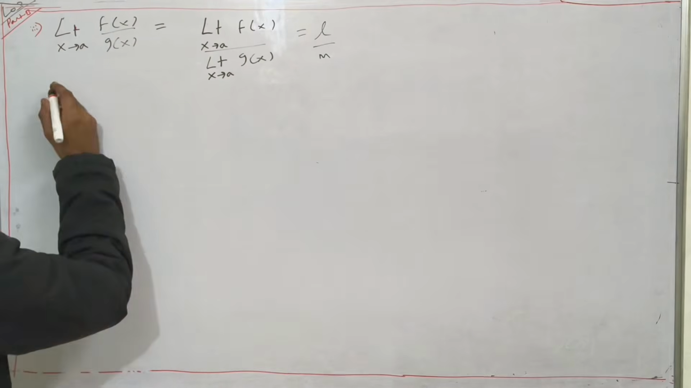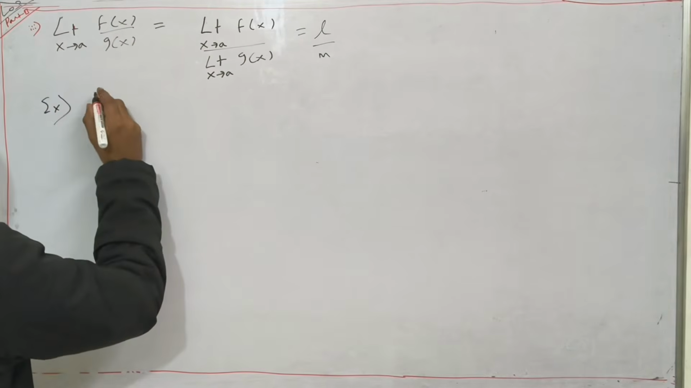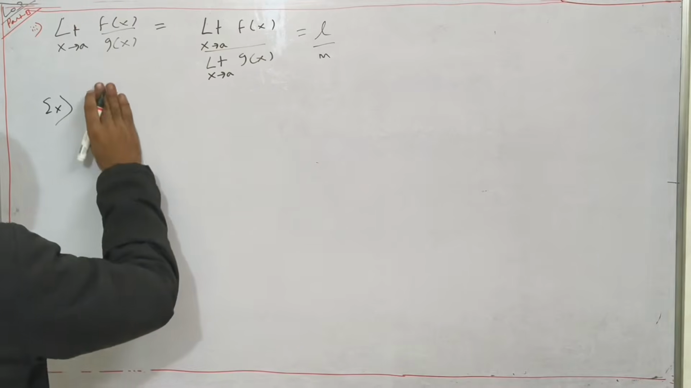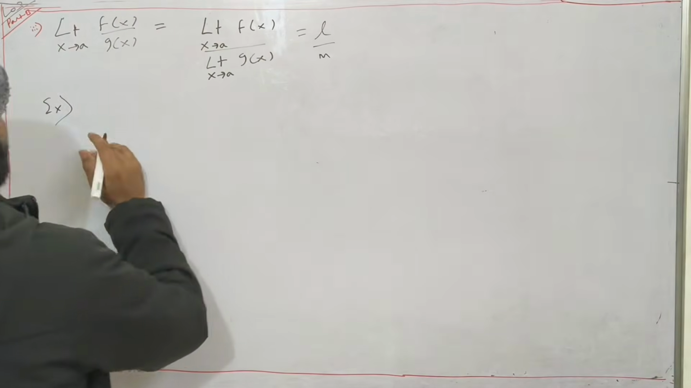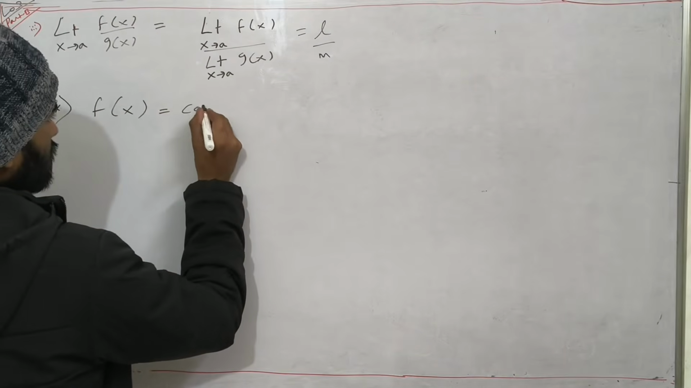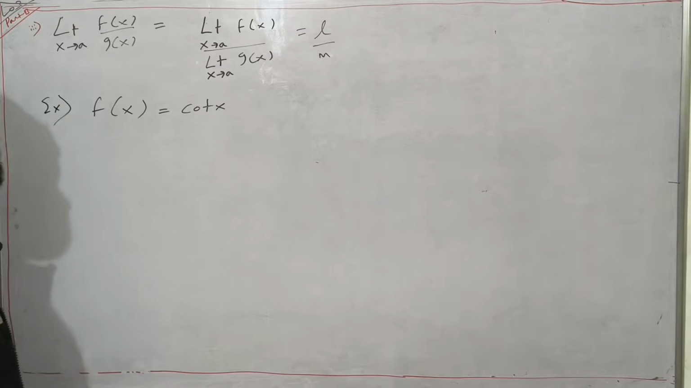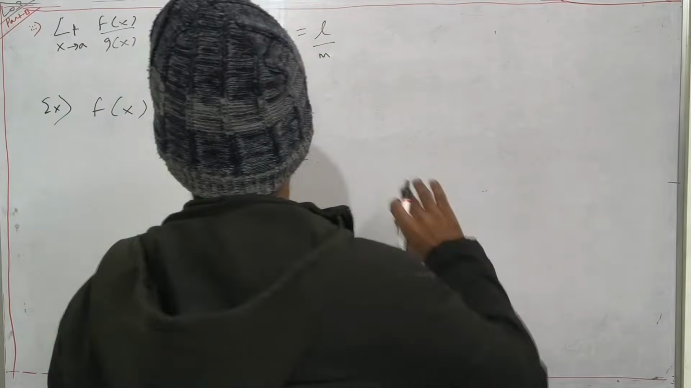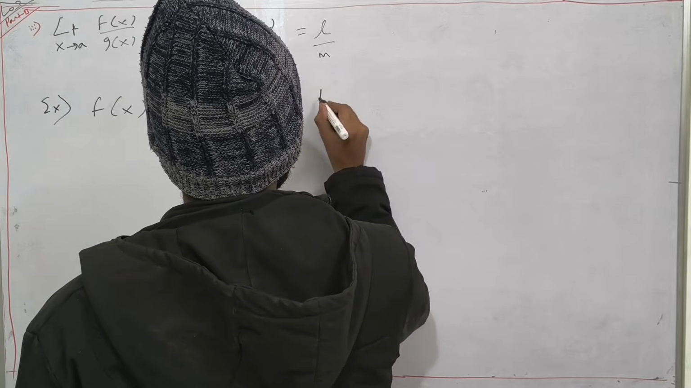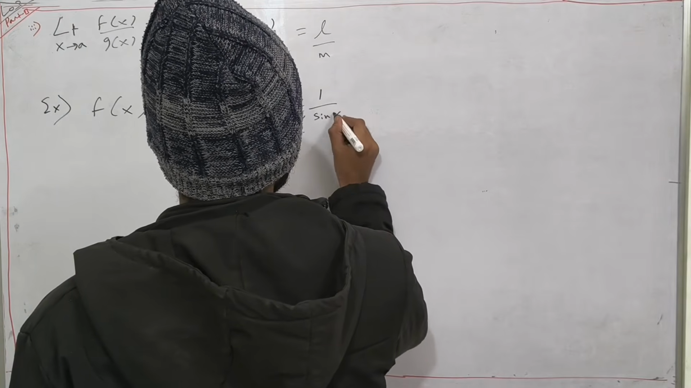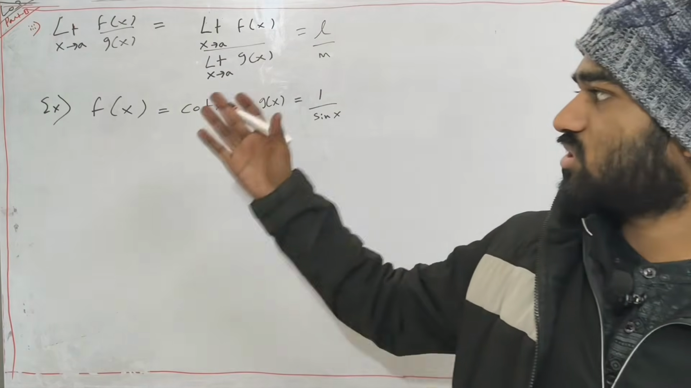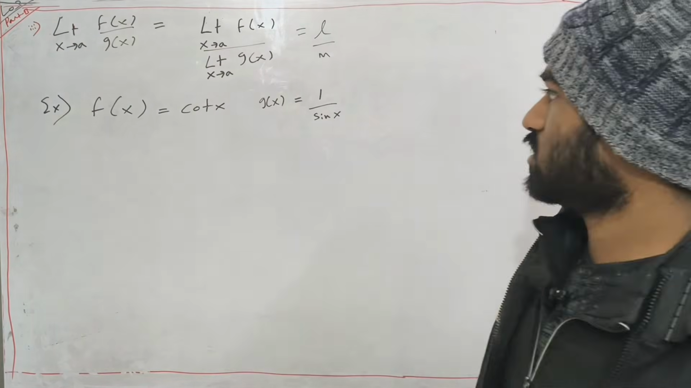Okay, let's understand through an example. Example is limit x tends to 0. Let's take f of x equals to cot x, good, and g of x equals to 1 by sin x. f of x equals to cot x and g of x equals to 1 by sin x.